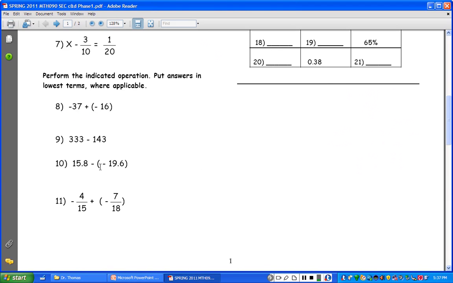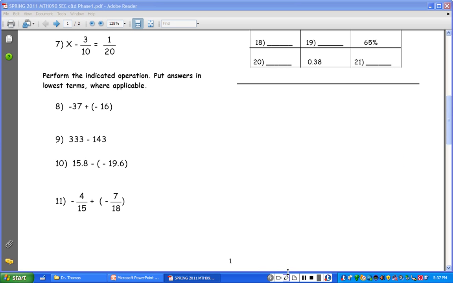Okay, let's look at number 10 here. Number 10, we have 15.8 minus a negative 19.6. It's important to know that just because you have a parenthesis here, this does not mean multiplication, because you have a minus sign in the middle. That actually means subtract. Do not multiply 15.8 times negative 19.6. You're really doing 15.8 minus a negative 19.6.